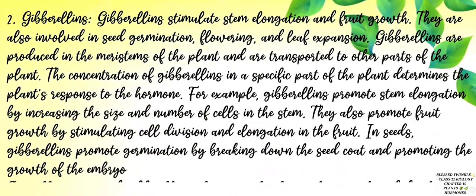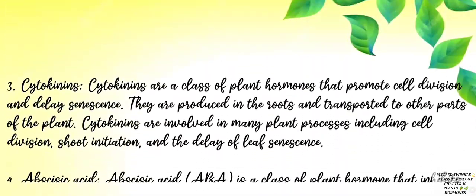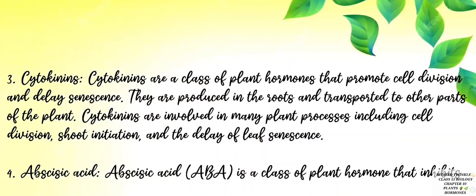Now we have cytokinins. Cytokinins are the class of the plant hormone that promotes cell division and delays senescence. They are produced in the roots and transported to the other parts of the plant like gibberellin. Cytokinins are involved in many plant processes including cell division, shoot initiation and delay of leaf senescence.